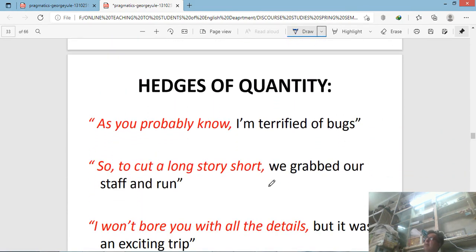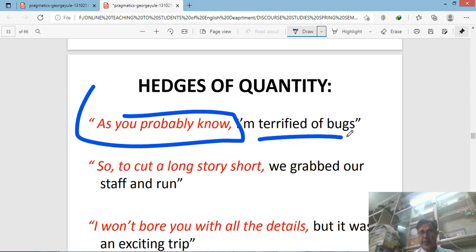Hedges of quantity might have some other examples. For example, as you probably know, I'm terrified by bugs. Bugs means katmal. Okay, and so to cut a long story short, we grabbed our stuff and ran. So here you are trying to tell something of a quantity. A kind of quantity is actually being shown there.